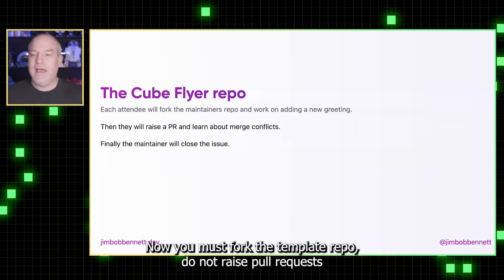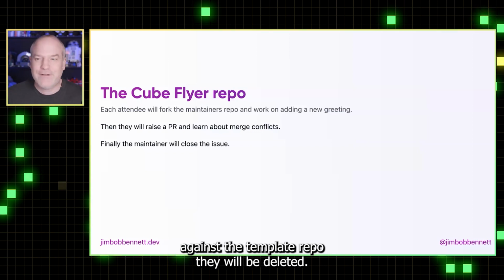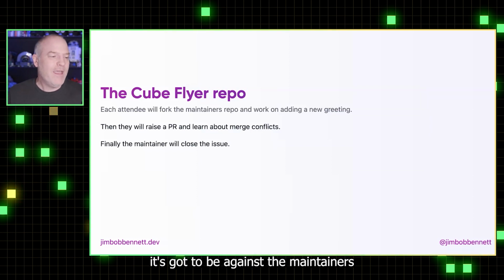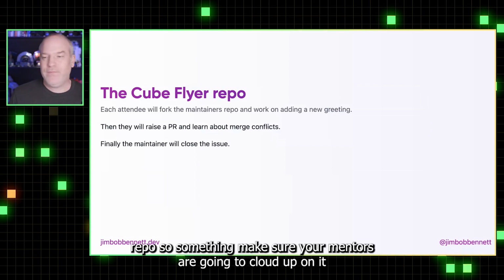Now, you must fork the template repo. Do not raise pull requests against the template repo. They will be deleted. No one is allowed to raise pull requests against it. We're not taking that. It's got to be against the maintainer's repo. So something to make sure your mentors are clued up on.